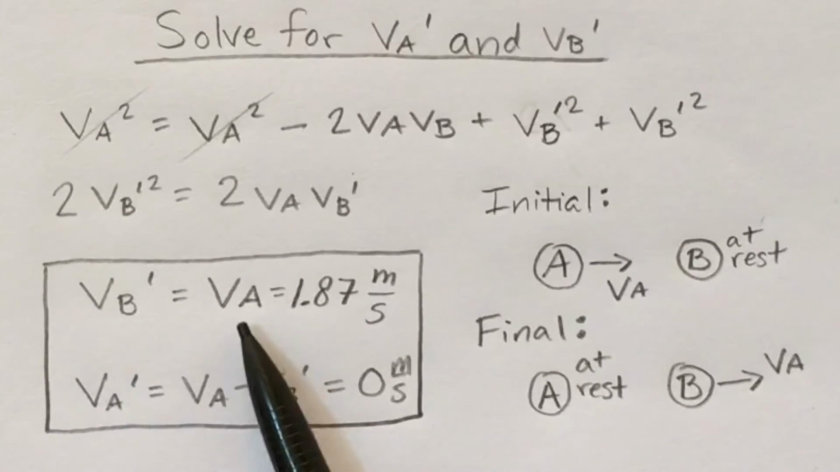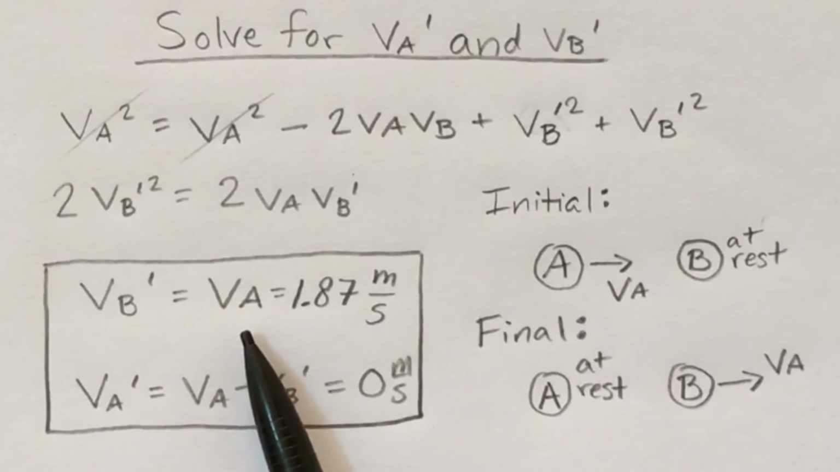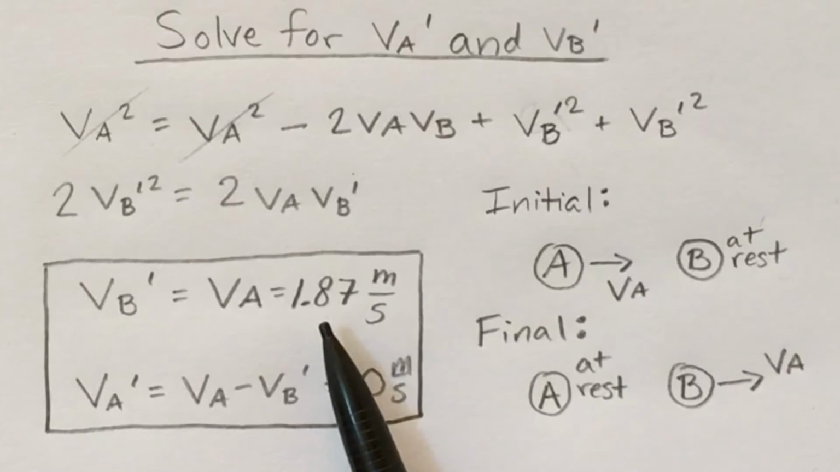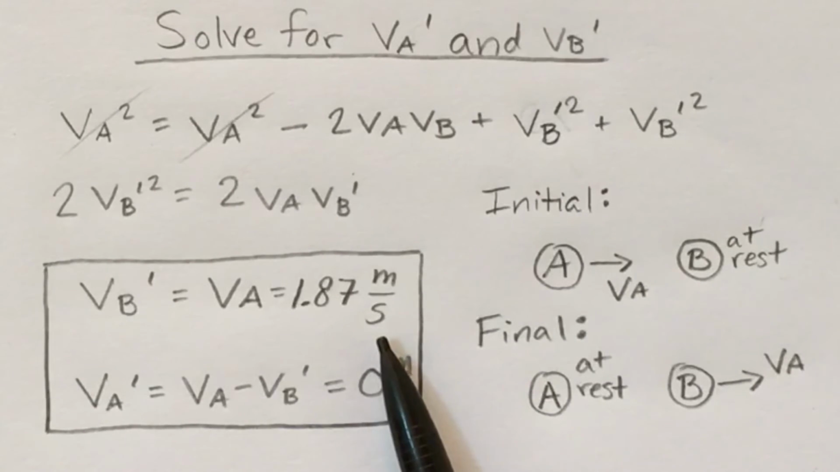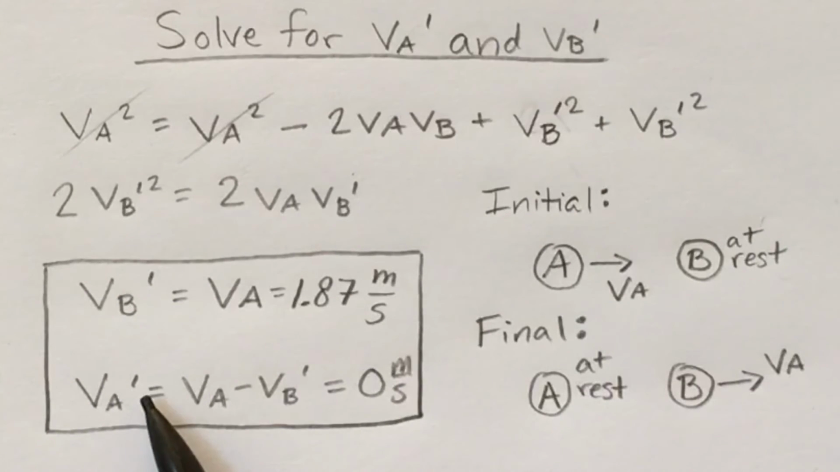after the collision, is equal to VA, the velocity of ball A just before the collision happened, which we found in part A to be 1.87 meters per second. Substituting in this result into our equation for VA prime, we see that the velocity of ball A after the collision is equal to 0.